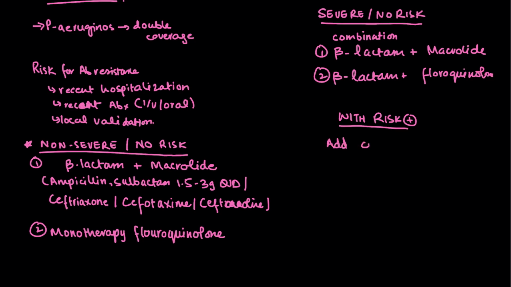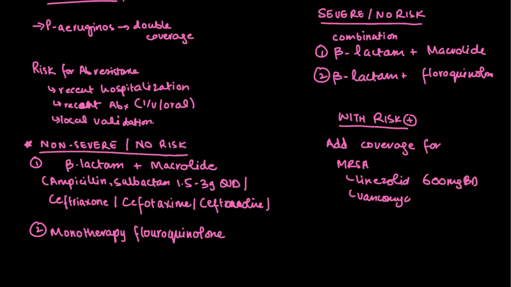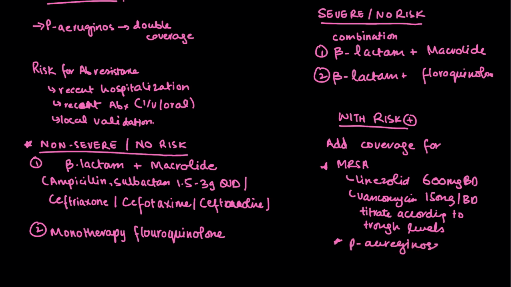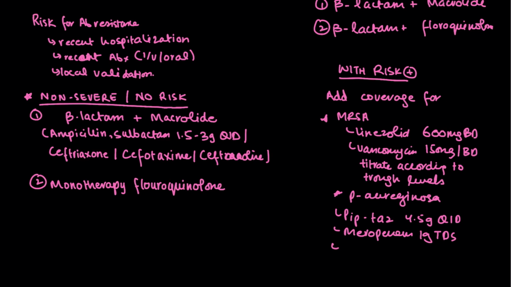So, in patients who have risk factors, either severe infection or non-severe infection, we need to cover for MRSA and we need to cover for Pseudomonas as well. For MRSA, there are two options: either to give linezolid or to give vancomycin. Linezolid has better lung penetration, and another thing is that the oral and IV forms do not have a lot of difference between them, so we can give either of them. For Pseudomonas aeruginosa, we have options of piperacillin-tazobactam, meropenem, imipenem, aztreonam, and cefepime.